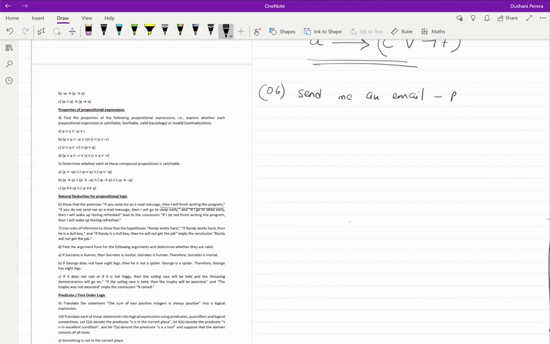Then I will finish writing the program. Finish writing the program, let's call that Q. If you do not send me an email message, then I will go to sleep early. That's a new premise. Go to sleep early, let's call that R. And if I go to sleep early, then I will wake up feeling refreshed. That's a new premise again. Wake up refreshed, let's call that S.